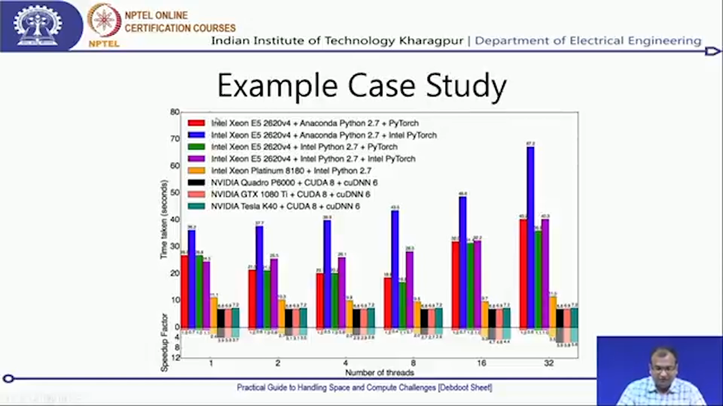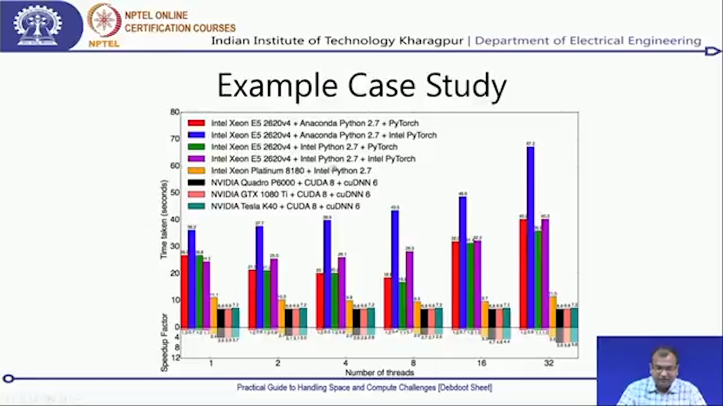Now, each of these bars is for a different kind of hardware and software configuration. We have 4 of these experiments run on an Intel Xeon E5 2620 V4, which is just an 8 core processor, and the machine we are using has 2 of these processors. So, in total you get 16 cores available. And then we either use Anaconda Python and PyTorch, or Intel Python and PyTorch, or Intel PyTorch with Python, and these are the different combinations shown here.